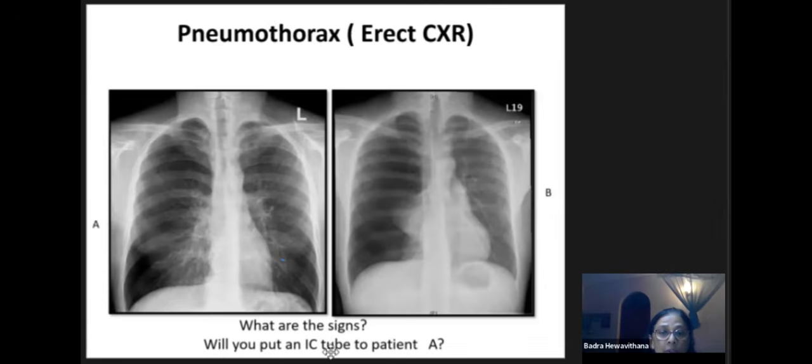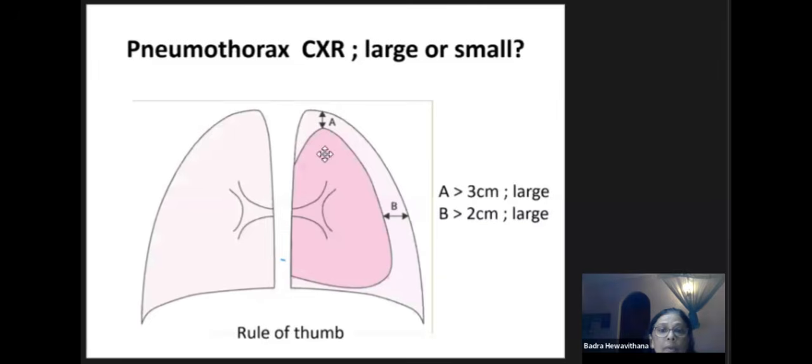So I'm posing you a question: will you put an IC tube to patient A? I'm sure you will put an IC tube to patient B because there's a mediastinal shift also, and the entire lung is collapsed. Will you put a tube to patient A? Any kind person who would answer my question? No luck. So this is the rule of thumb. A is for Americans, B is for British, okay?